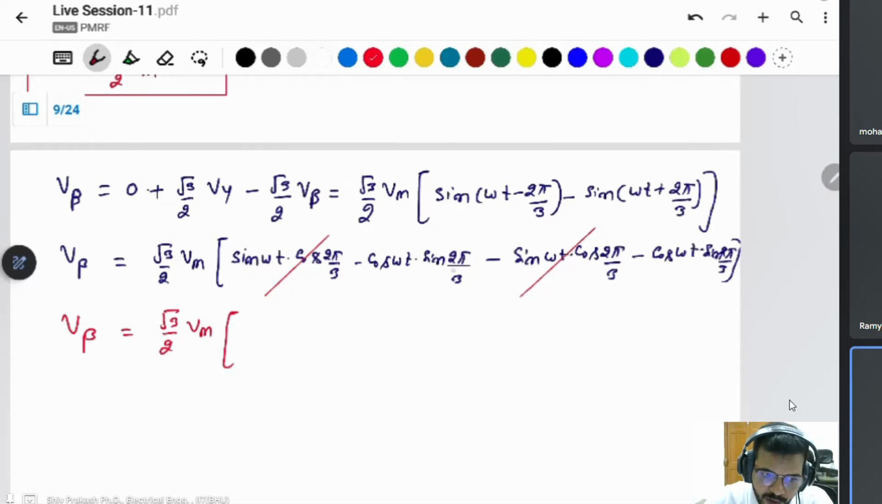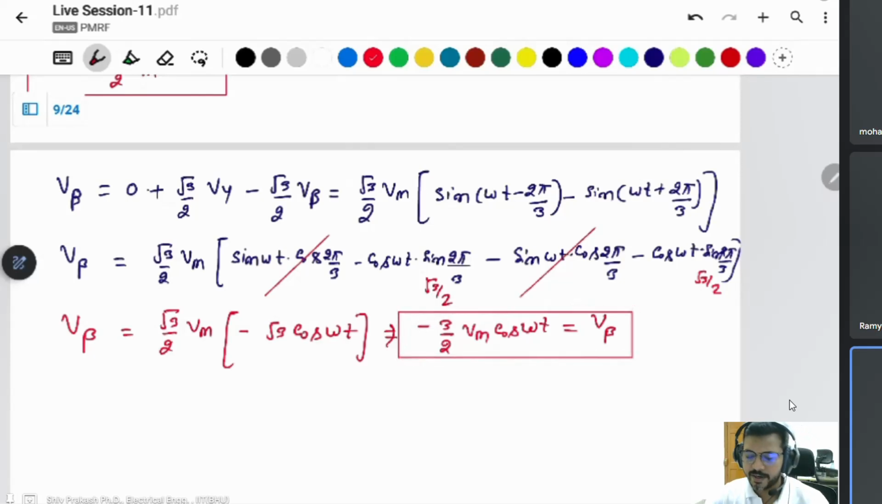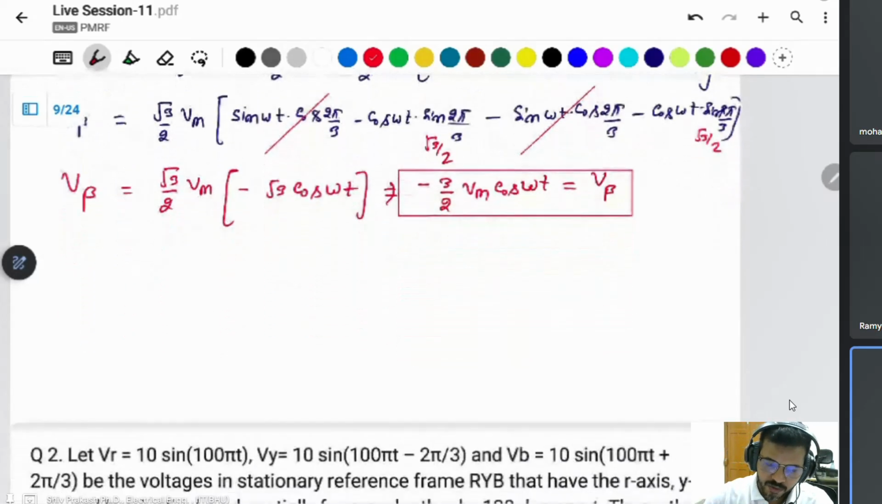Sin 2 pi by 3 is root 3 by 2. Same thing here, root 3 by 2. Now root 3 by 2 cos omega t, root 3 by 2 cos omega t. It will be root 3, minus minus will be minus of root 3 cos of omega t. Final will be the same, minus 3 by 2 Vm cos omega t. This is the V alpha. Sorry, V beta.